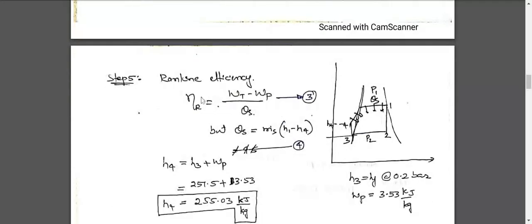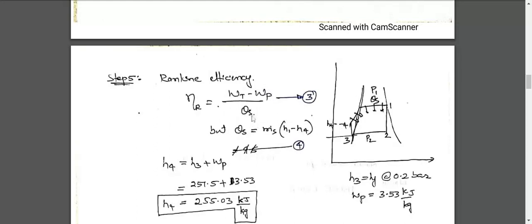Next, what is asked? Rankine efficiency. The Rankine efficiency is given as WT, work done by the turbine, minus work done on the pump, divided by heat supplied. This I have taken as equation number 3. Work done on the pump you have calculated already. Work done by the turbine also you have calculated. But heat supplied we have not calculated.